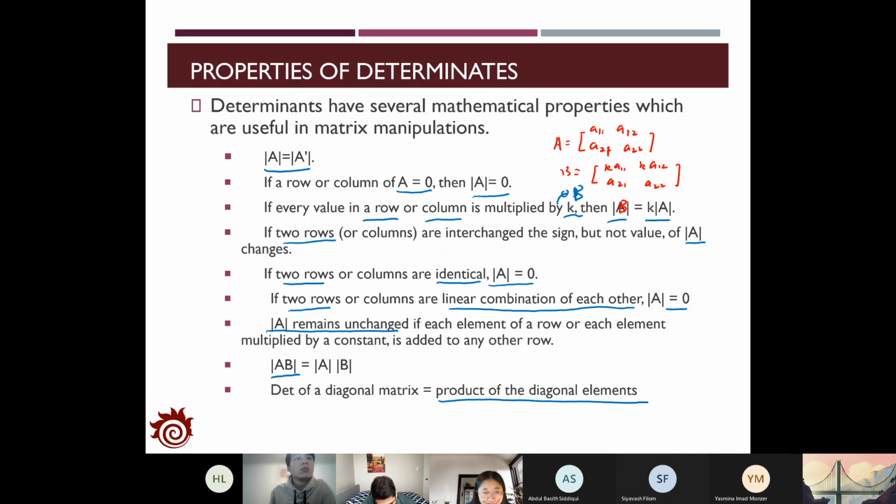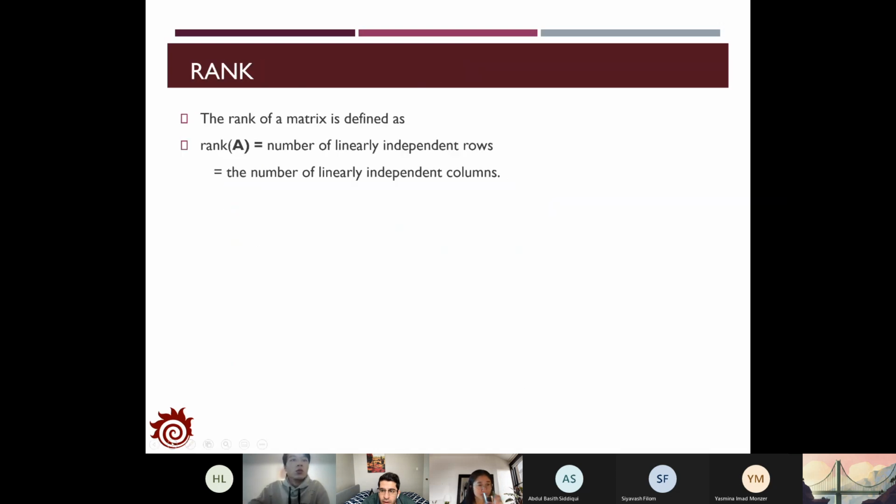Any other concern? I'm not putting the notation here correctly, but you can follow. You can use this one as the feature. Okay, if no questions, I will jump to the next one about the definition of the rank. The rank of the matrix is defined as the number of linearly independent rows. How many rows are independent of each other? Or the linearly independent columns, this will be interchangeable with each other.